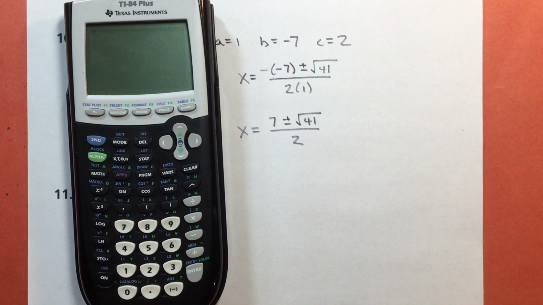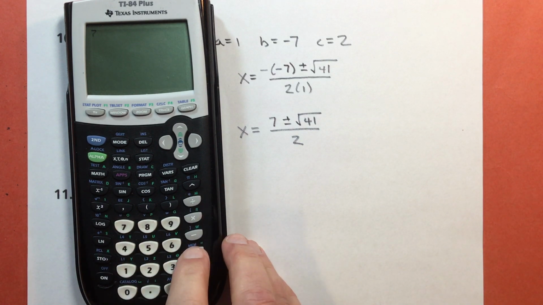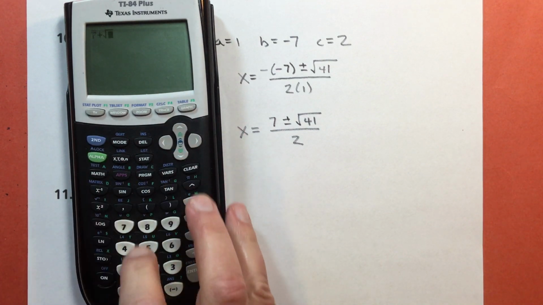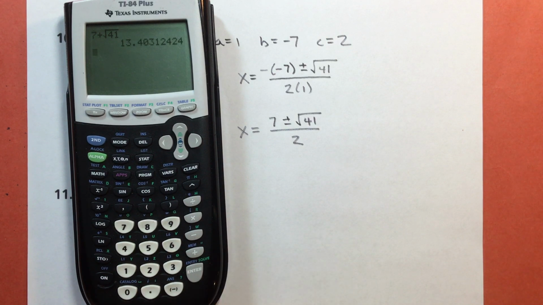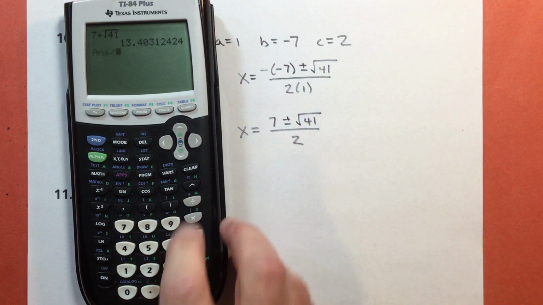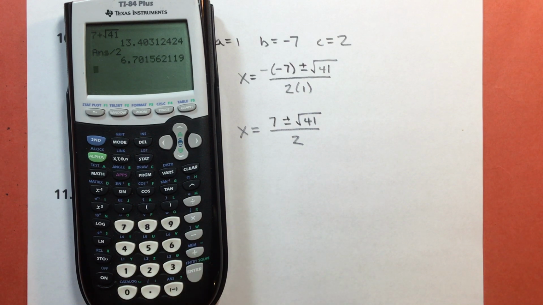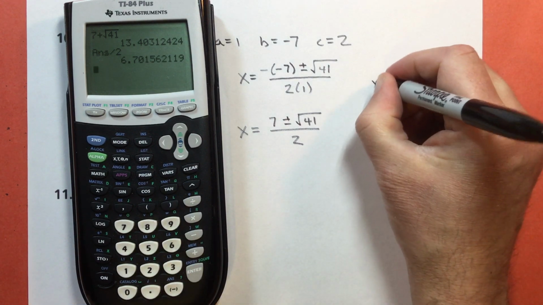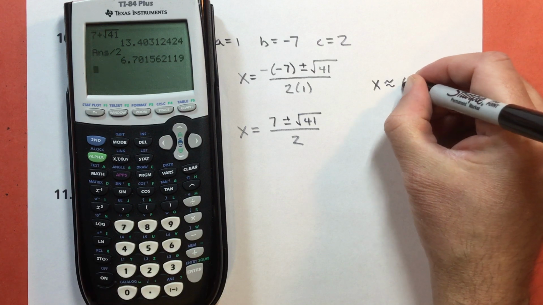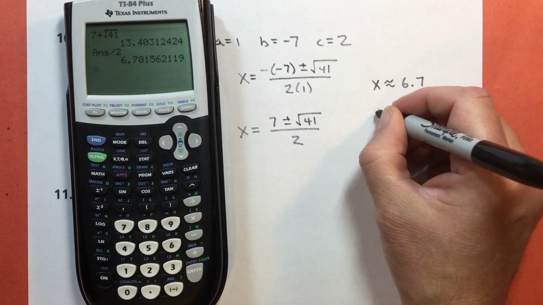So 7 plus square root of 41, 13.4 and a little bit extra. Divide that by 2, and I got 6.7. X is approximately equal to 6.7.